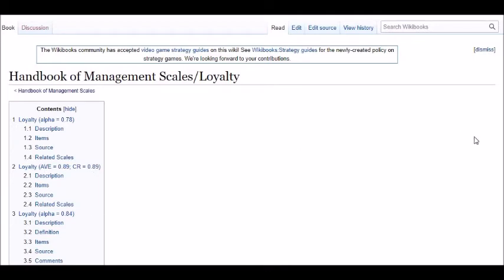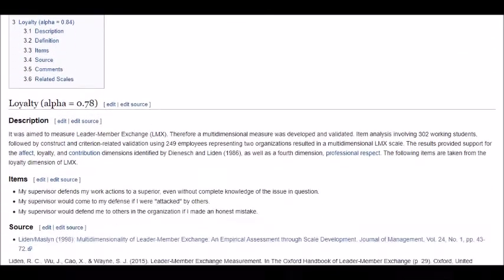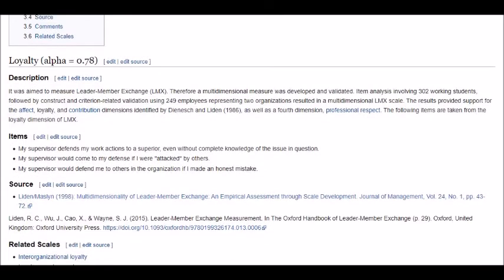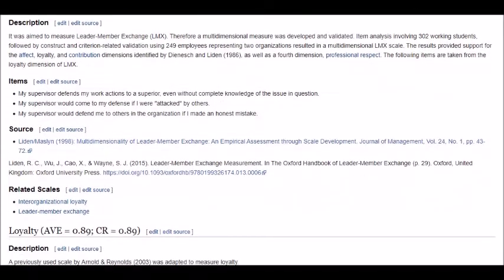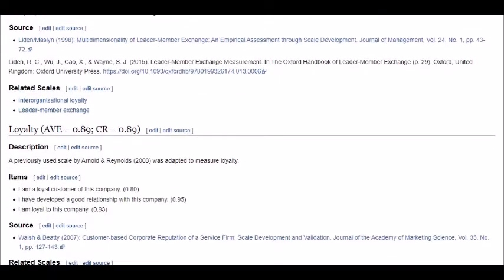So let's have a look at what exactly they are discussing. It was aimed to measure leader member exchange. So this is what they are talking about. Therefore, a multi-dimensional measure was developed and validated. Item analysis involving 302 working students, followed by a construct and a criterion related validation using 249 employees. You can have a look at it and see how much they have discussed here. Related scales, inter-organizational loyalty, leader member, etc.